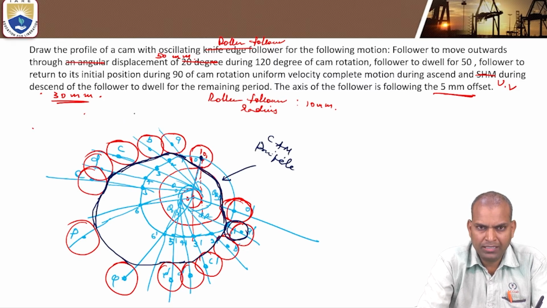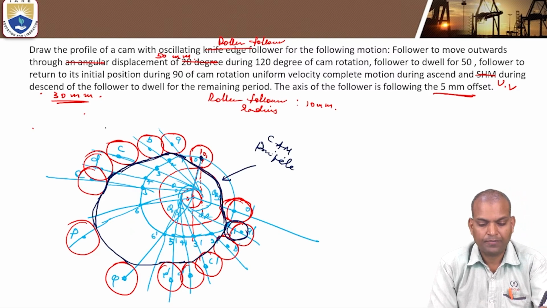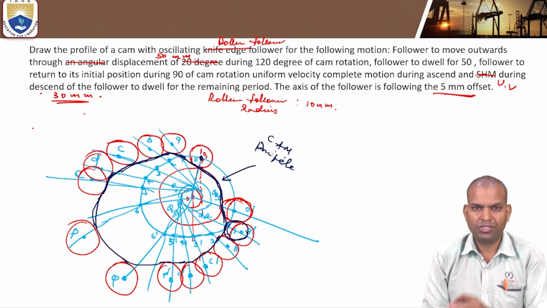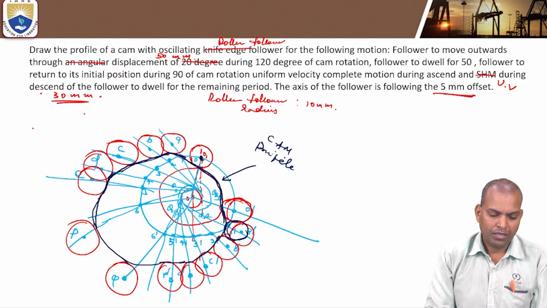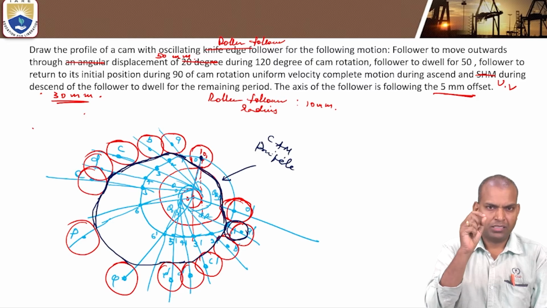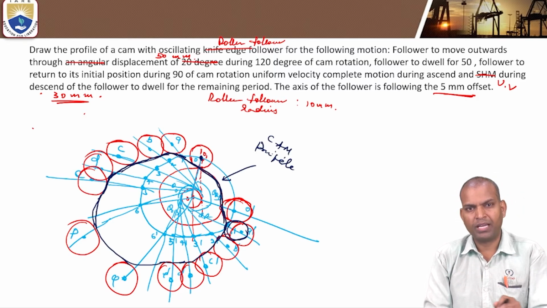So during ascent, here it is 120 degrees, and during descent the angle of rotation, that is the angle of return, is 90 degrees. But the lift of the follower during ascent is 50 millimeters. It comes back again 50 millimeters in return. So for 120 degrees of cam rotation, the follower moves 50 millimeters. Similarly, for 90 degrees of cam rotation, it returns back 50 millimeters.